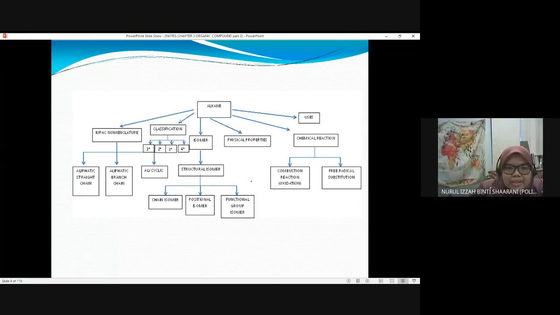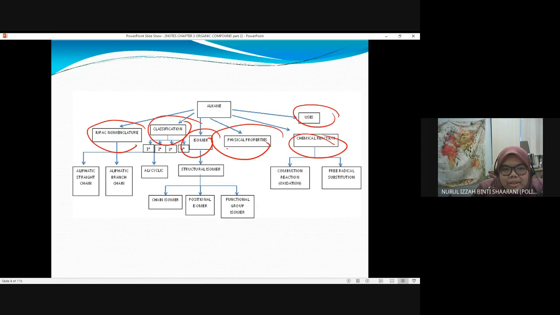Okay, so daripada alkane, ni adalah the main component dia lah, okay. IUPAC, classification, isomer, physical properties, chemical reaction ataupun the chemical properties and also uses, okay. So classification ni saya rasa kita dah cover dah dekat first lesson last week, okay. Tapi kita akan tengok balik sekali lalu, sebab nanti kita akan tengok berkenaan dengan haloalkane juga. So in haloalkane we also have a classification jugalah, okay.